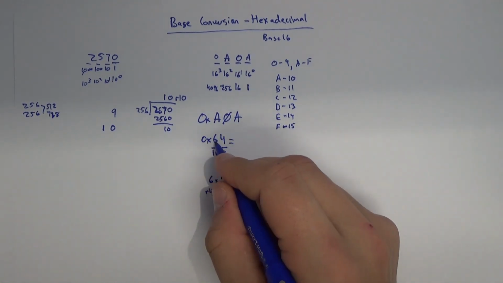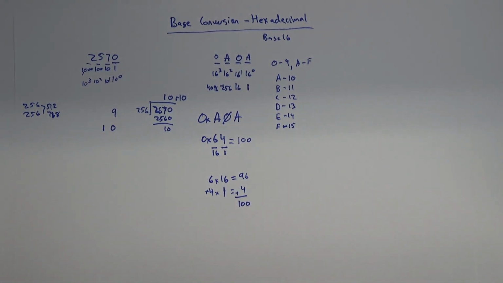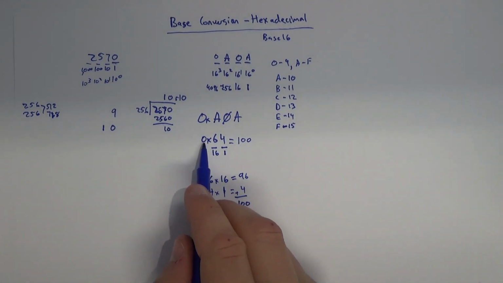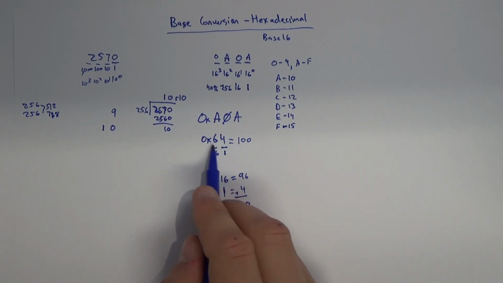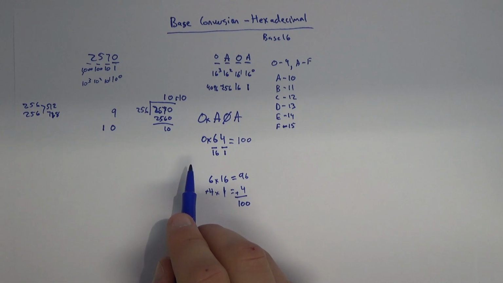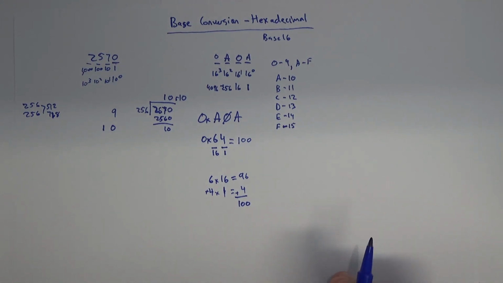So 64 in hexadecimal is equal to 100 in decimal, and that's why we have to indicate that this is a hexadecimal number, because these are not equivalent. 64 is not equivalent to a decimal 64. It represents a very different value. Okay, let's do a couple of other examples.